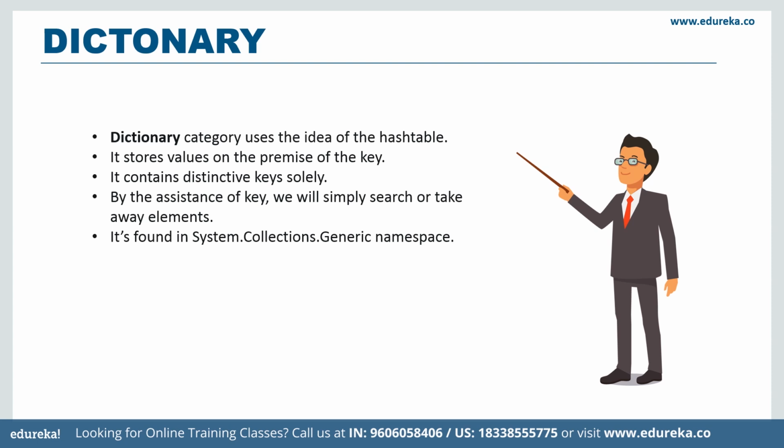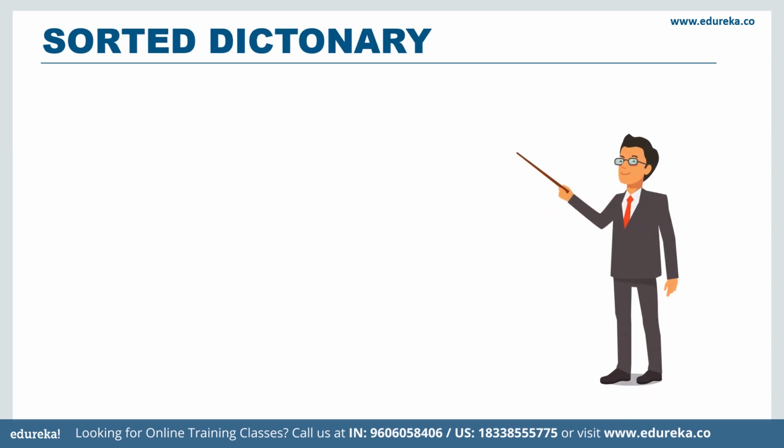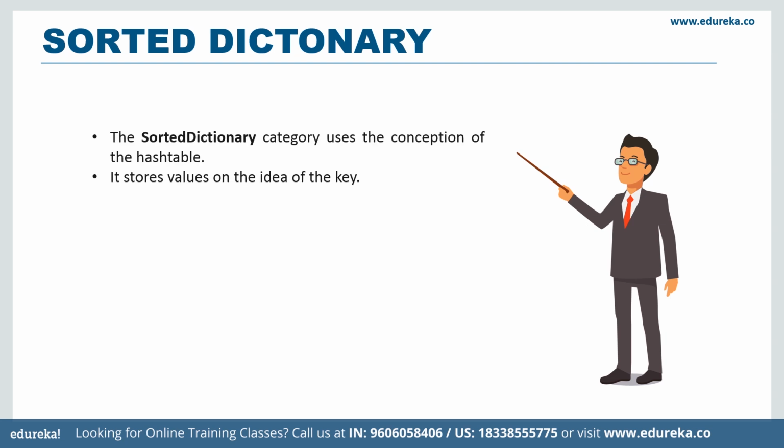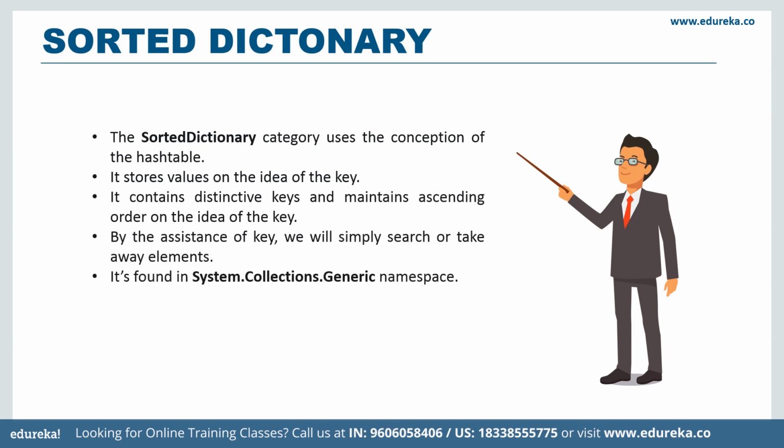Now followed by that, the next type of collection is the sorted dictionary. So what is a sorted dictionary? The sorted dictionary class uses the concept of a hash table. It stores a value on the basis of the key. It contains unique keys and maintains ascending order on the basis of the key. With the help of the key, we can easily search or remove the elements. It's found in the System.Collections.Generic namespace.